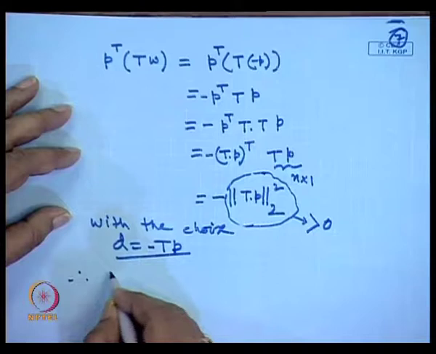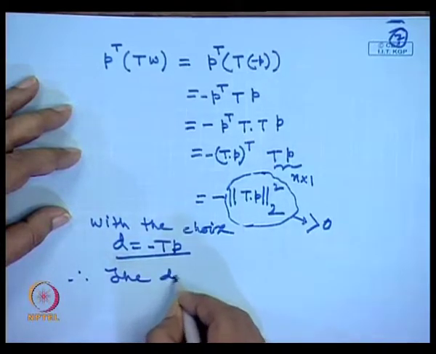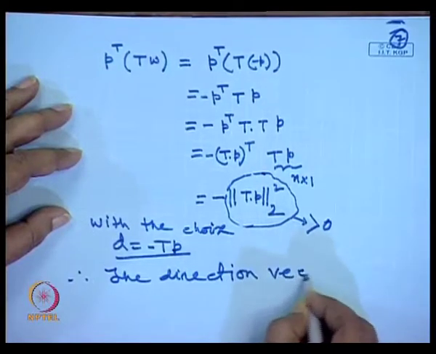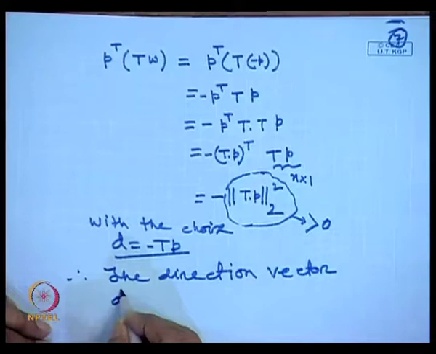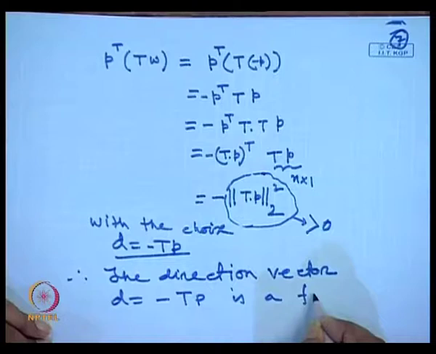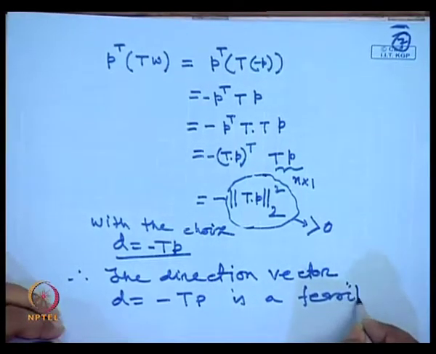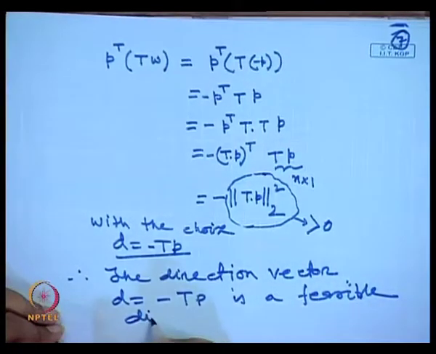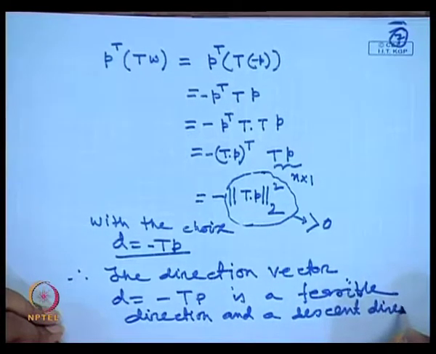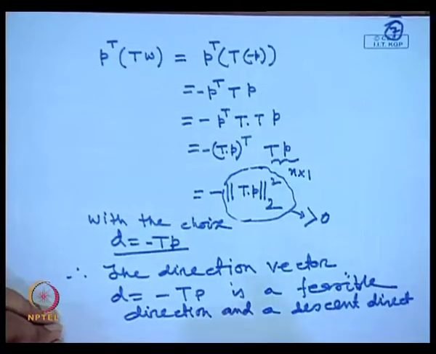So, therefore, the direction vector d is equal to minus T p is a feasible direction, and also a descent direction as well.